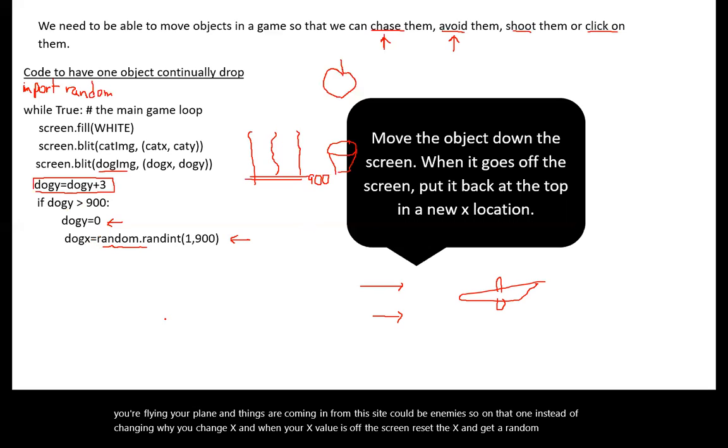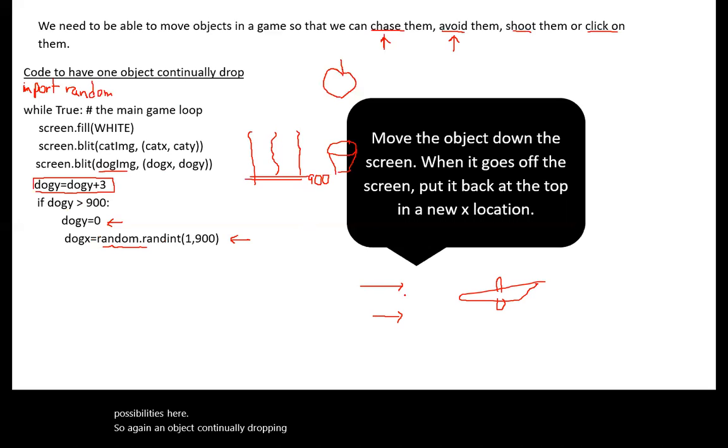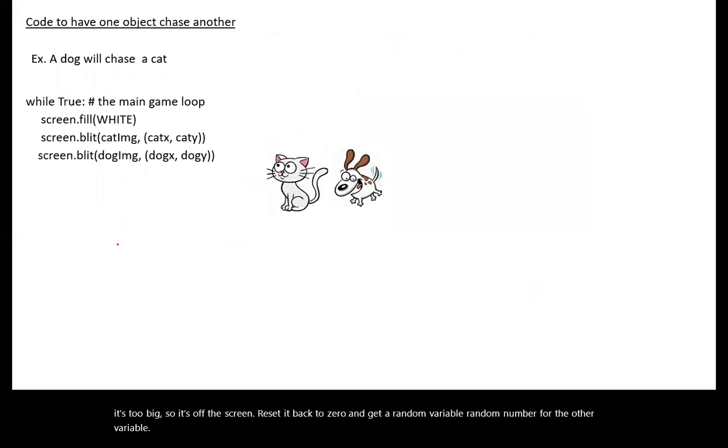So lots of possibilities here. So again, an object continually dropping or moving horizontally across the screen, change the X or Y value. When it's too big, so it's off the screen, reset it back to 0 and get a random number for the other variable. Your next option, you could have one object chase another.